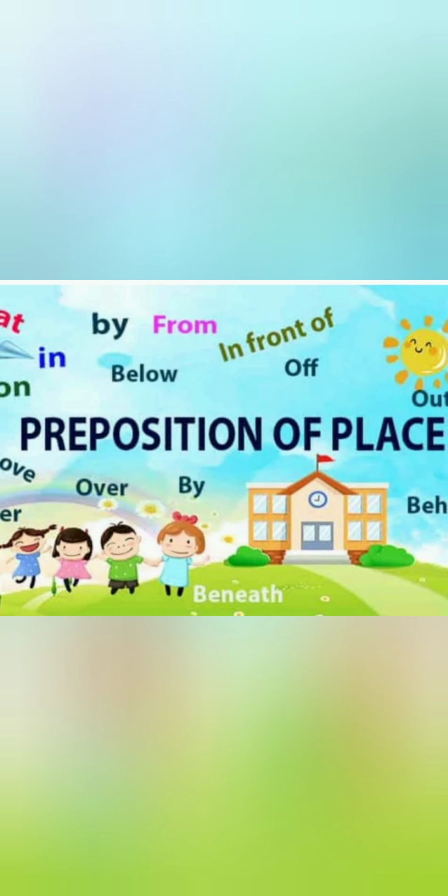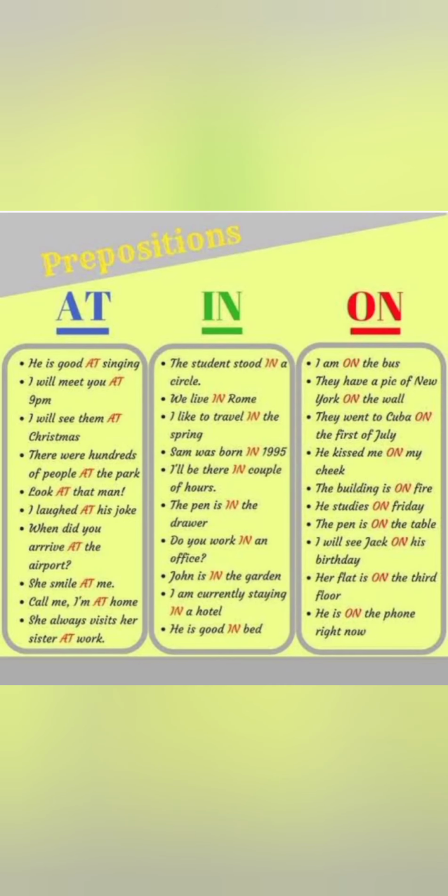Firstly, we have prepositions of place. Words like in, under, over, above, inside. See, these all tell us about the position of any person or a thing or any animal. So these are known as prepositions of place. Now let's have a look at each and every word in detail.